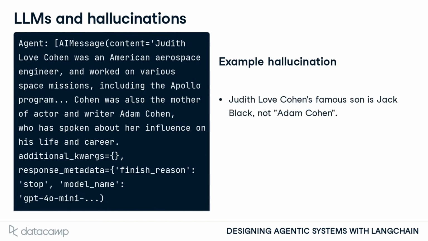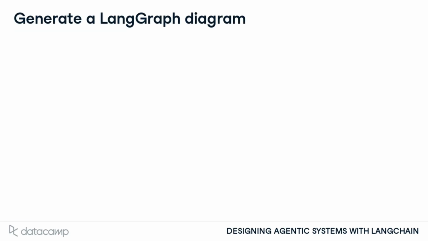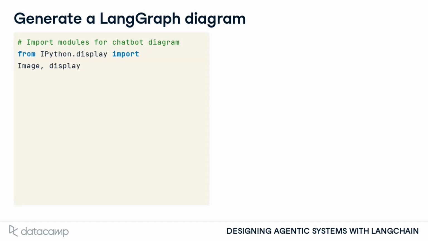Here, NASA engineer Judith Love Cohen's famous son is actually Jack Black, not Adam Cohen. To limit errors, we can ask LangGraph to show us how the nodes and edges are connected by displaying the graph. We'll first import the modules Image and display from IPython.display.